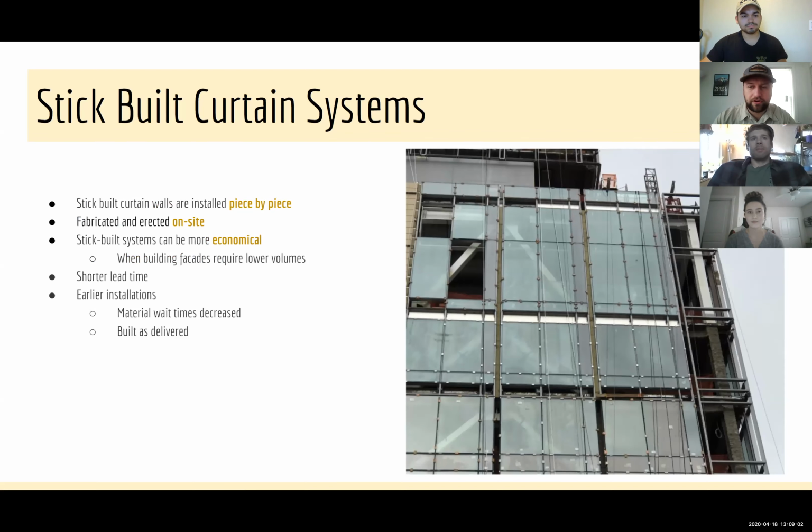So, stick-built curtain systems. Stick-built curtain walls are installed piece by piece, like a puzzle. They're fabricated and erected on site. Stick-built systems can be more economical when building facades require lower volumes of glazing. This can lead to shorter lead times and earlier installations, as material wait times decrease because you can build as your product is delivered to the site.